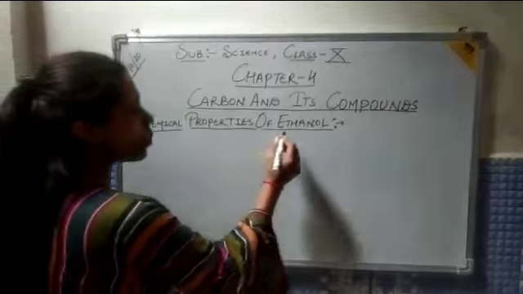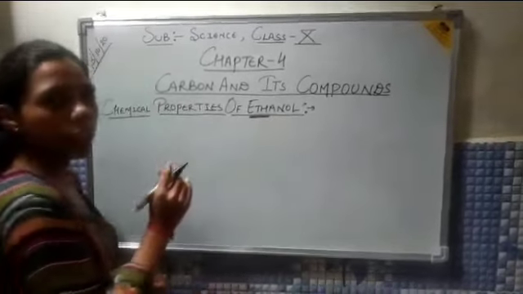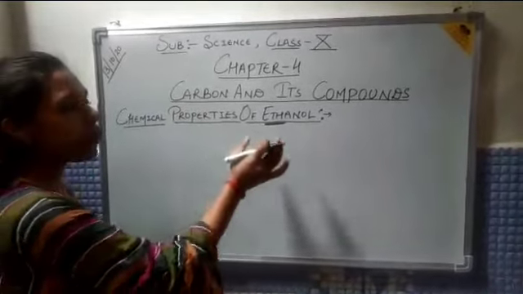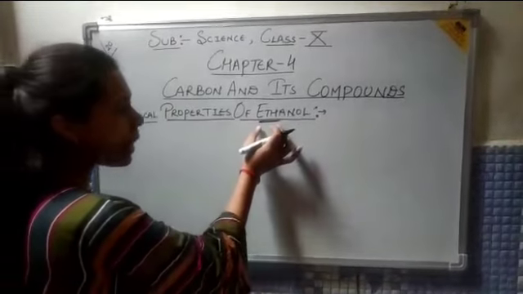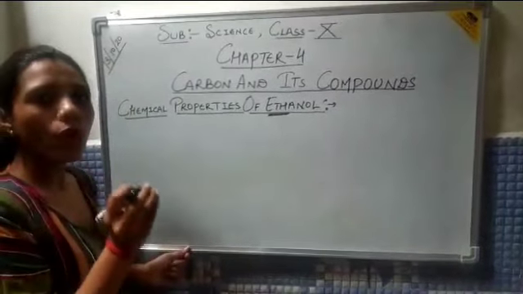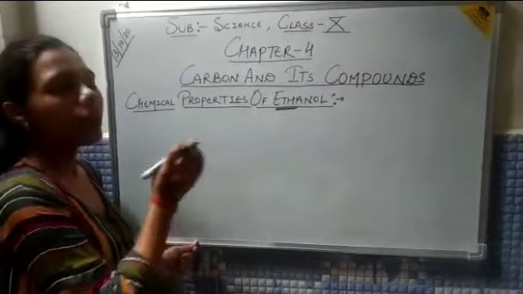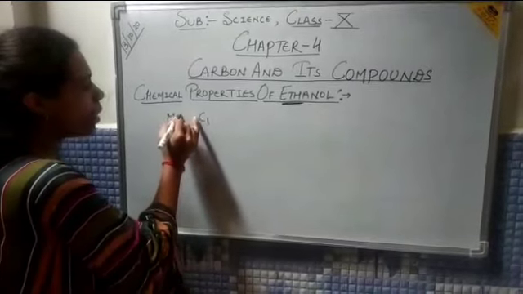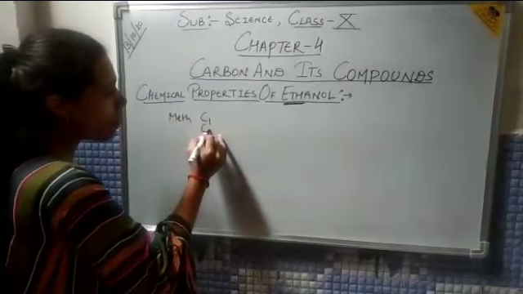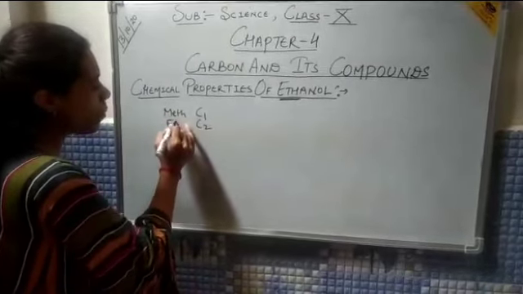Okay, now see students, ethanol. Just look at that ethanol. Let me tell you the root word from which this word ethanol is derived. When two carbon atoms are present, then we use the word eth. As you know, if one carbon is present, then we use the word meth. If two carbons are there, then we use the word eth.